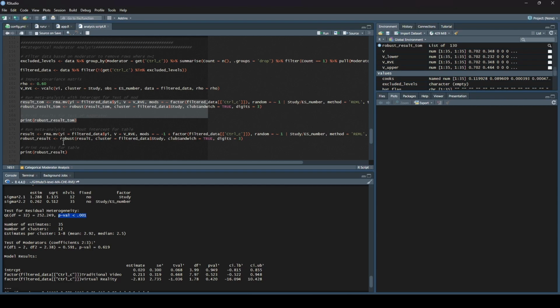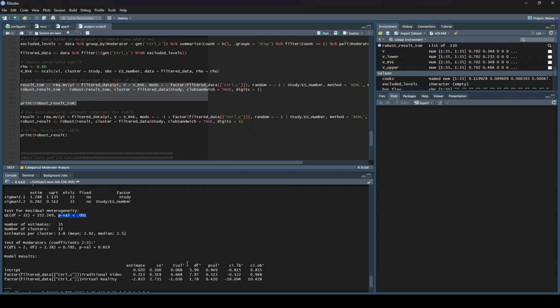So what I would want to do then is make a table out of this. And in my field, when we tend to use categorical variables like this, we don't want it to display typically as an intercept.